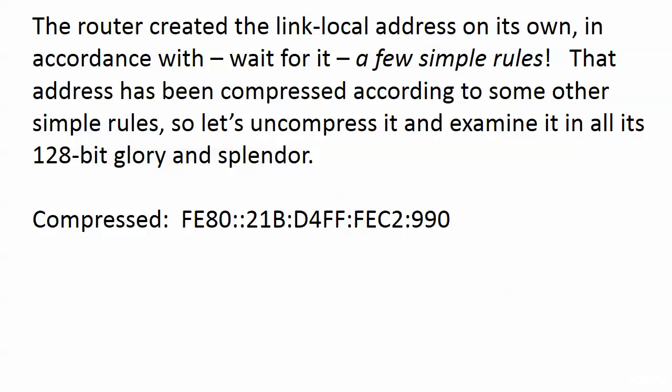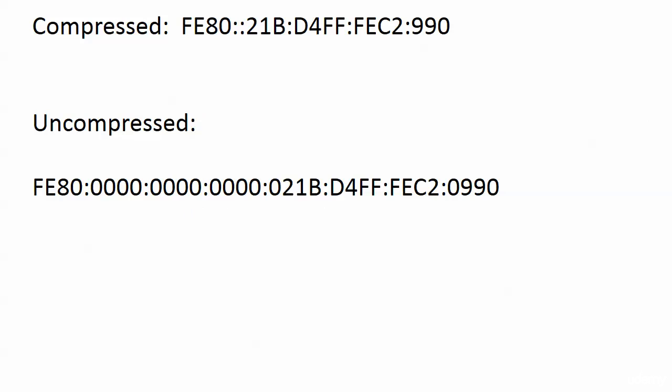Now the double colon, we know that's zero compression, and we know that's representing full blocks of zeros, but how many? We should have 8 blocks in our address. We have 5 right now, so you put 3 in. See, nothing to it. There's your compressed address that we started with. There's the uncompressed address, and we're ready to move forward.